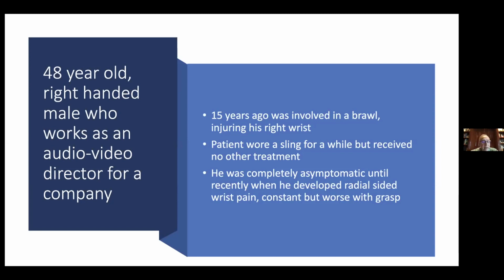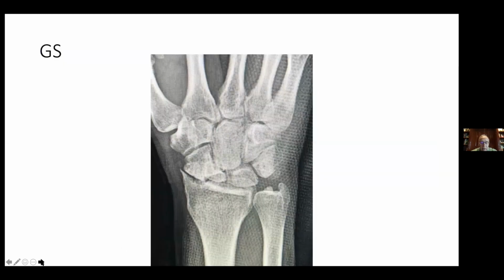So next case, this is a 48-year-old right-handed male who works as an audiovisual director for a company. Fifteen years ago, he was involved in a brawl, injuring his right wrist. He wore a sling for a while, but he received no other treatment for this. He was completely asymptomatic until recently, when he developed radial-sided wrist pain. This was constant and made worse by pinch and grasp. So here we have it.